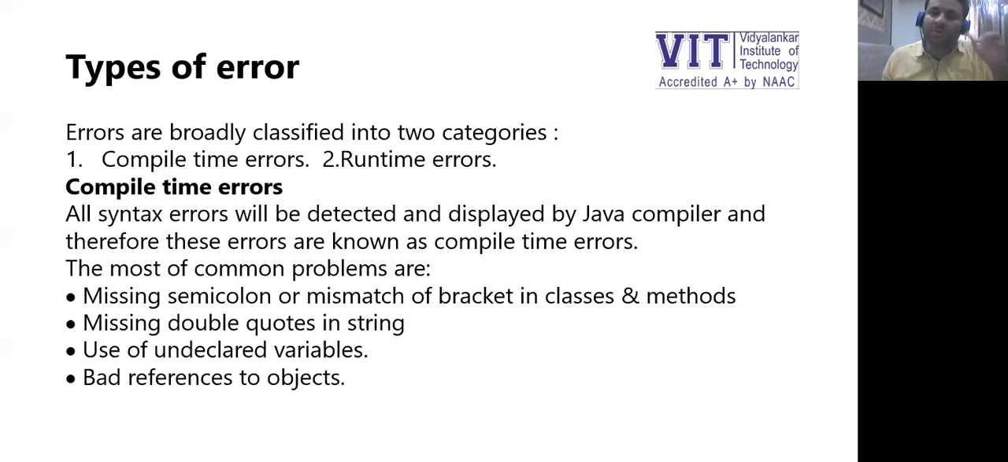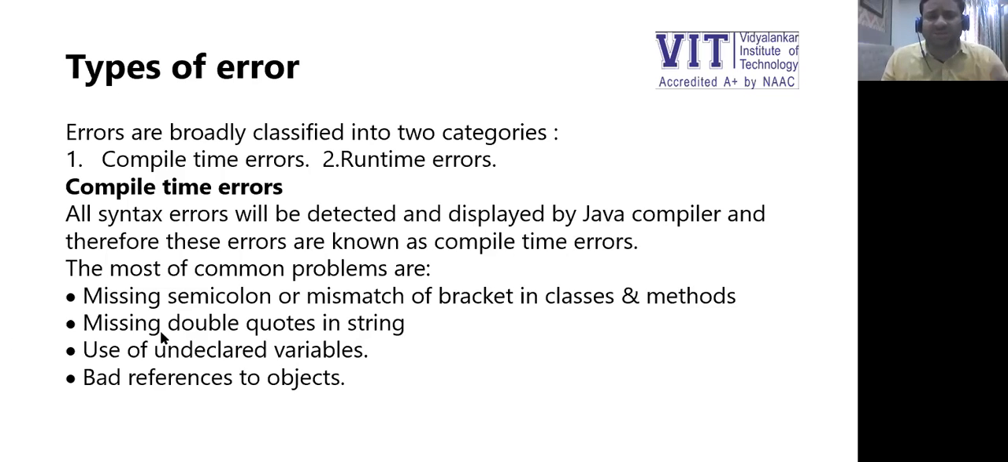One, the problem that arises in my program at compile time. When I'm compiling my program, the compiler will give me certain errors. We call them errors. So the problem that arises in my program at compile time, we call them error. Now, errors are normally syntactical errors. Errors are classified like compile time and runtime. All syntax errors will be detected and displayed by the Java compiler, and therefore these are known as compile time errors, because my compiler is able to understand them and identify them at compile time.